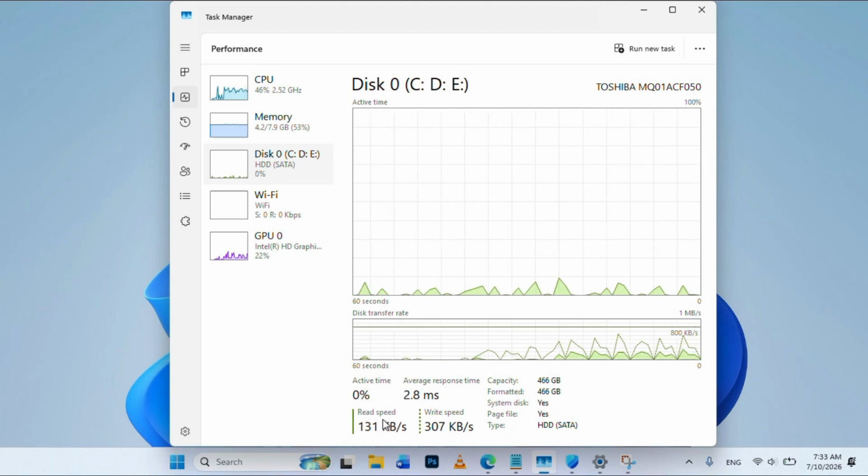And read speed shows how fast data is being read from the disk, and write speed shows how fast data is being written to the disk.